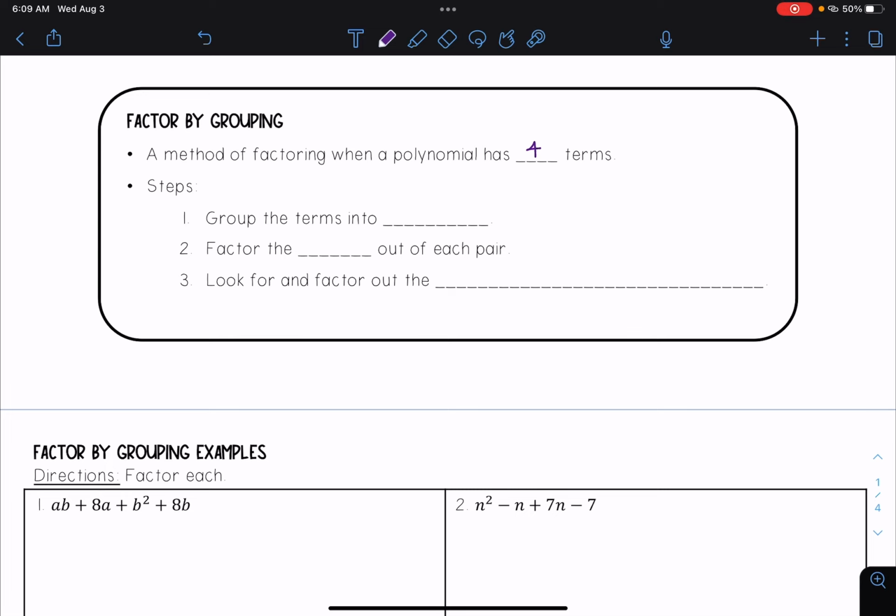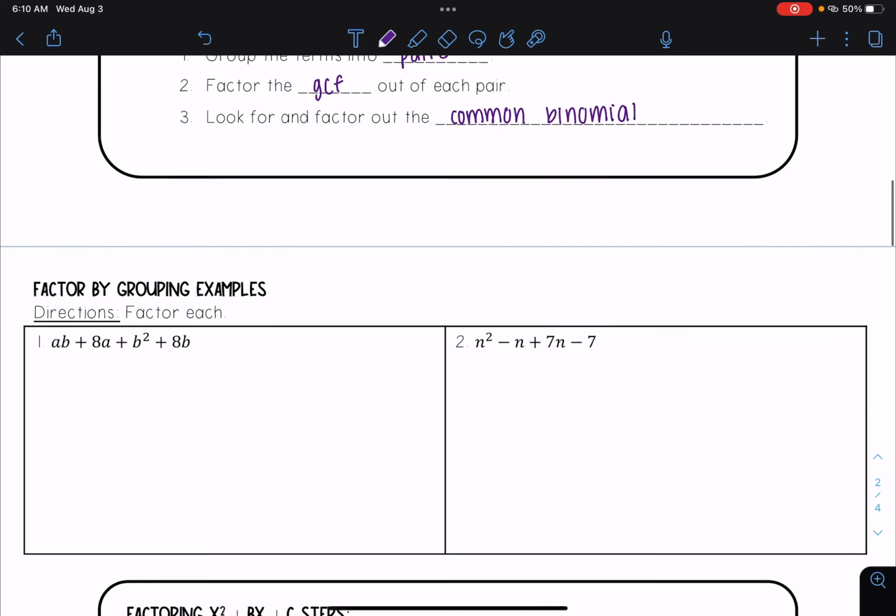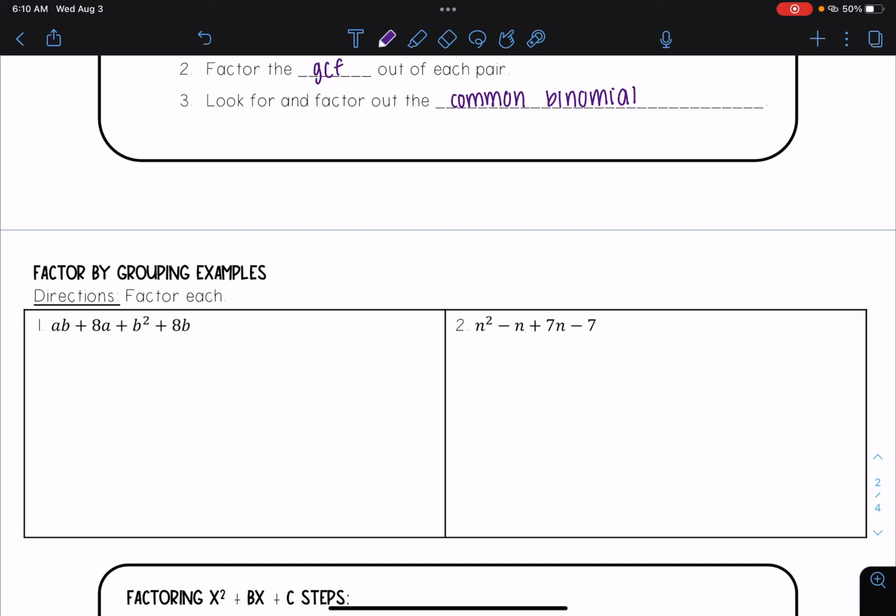First, we're going to group the terms into pairs. Second, we're going to factor the GCF out of each pair. And then we're going to look for and factor out the common binomial. So let's look at some examples.